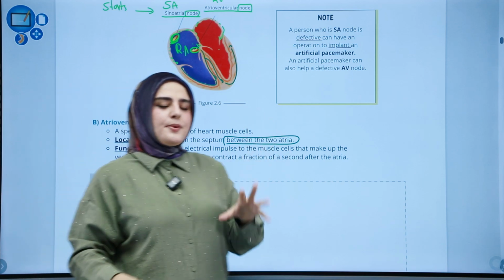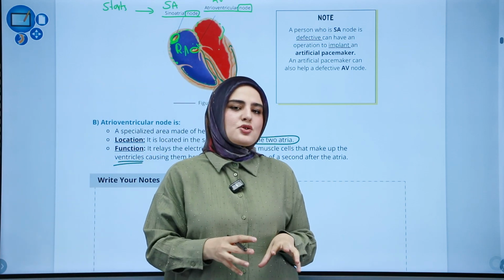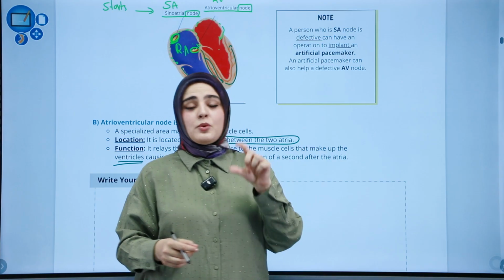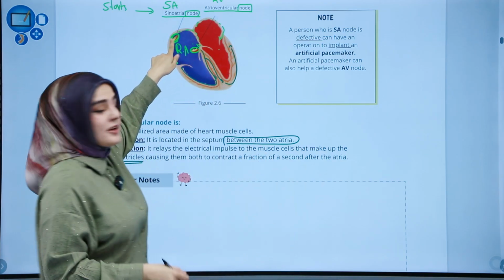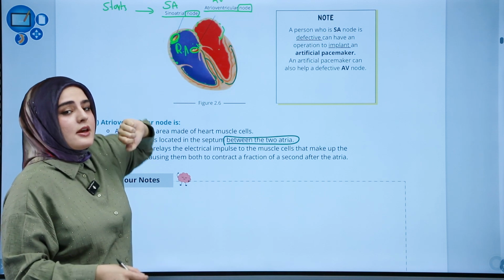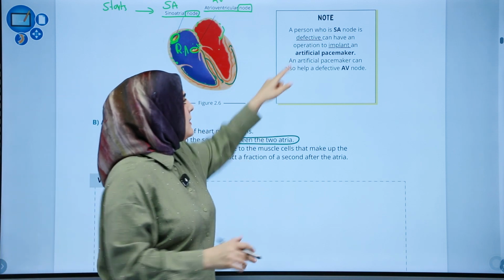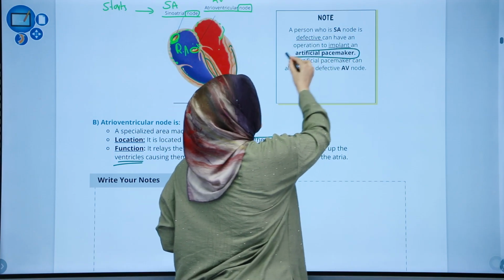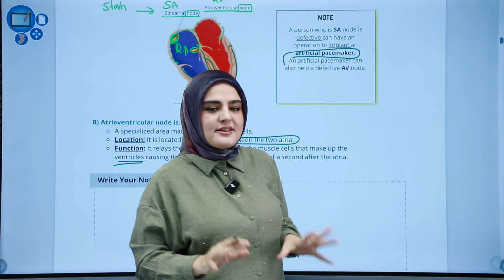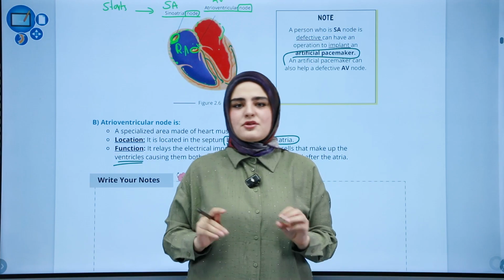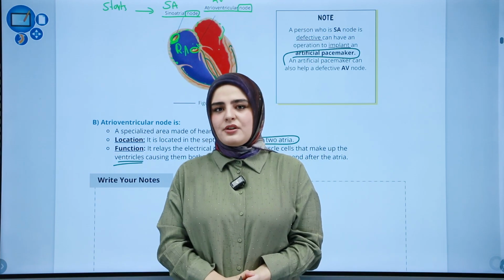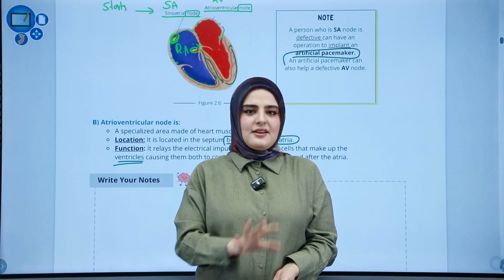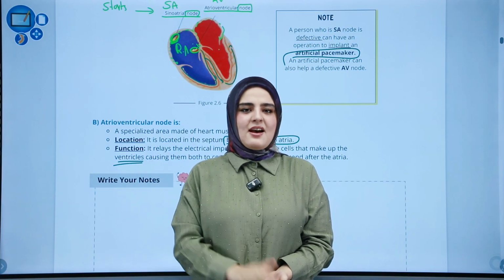Remember, some people have problems with these electrical impulses in their heart, and they will put a battery in there. So the battery could be put for the sinoatrial or the AV. It's fine. We call them artificial pacemakers, okay? And this is it about the heartbeat. It's so easy. You can practice it. Write the notes I told you about, and you're going to do great. This was the end of our second lesson, and have a nice day.